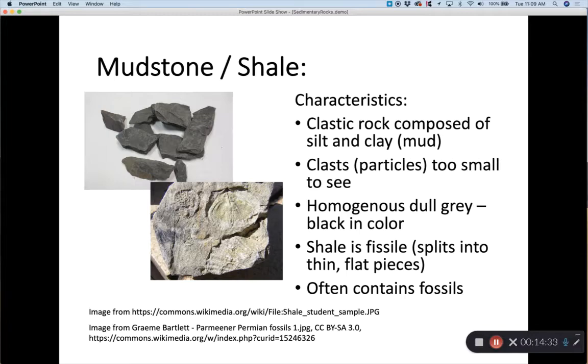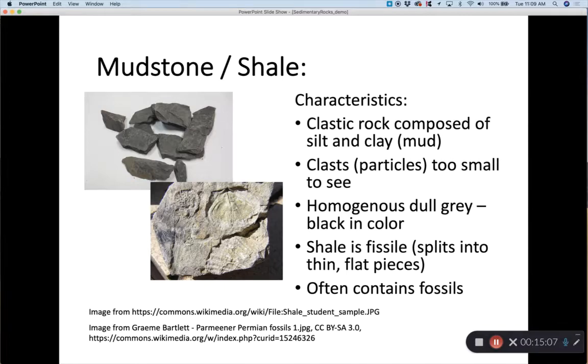If the rock contains a lot of clay particles and the clay particles are layered on top of each other, that will cause the mudstone to split into flat pieces, and a mudstone that splits we call a shale. And that tendency to split has a name. We call that fissility. So a fissile rock is a mudstone that splits into flat pieces, which is a shale. Basically all shales are mudstones, but not all mudstones are shales. That's one way to think of it.